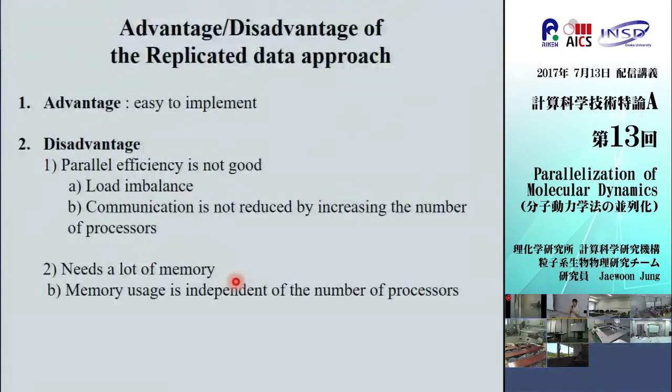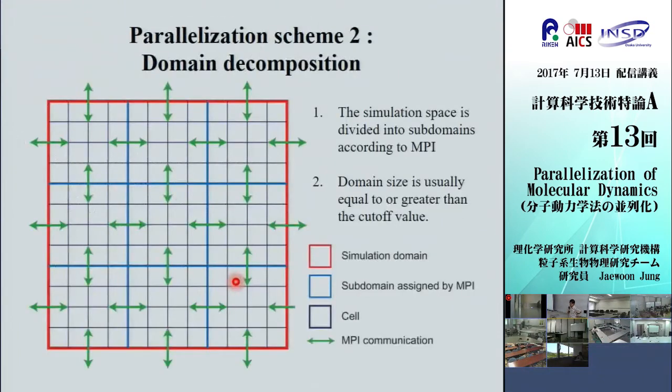The second parallelization scheme is domain decomposition. This is the most popular parallelization scheme in molecular dynamics. In this case, the simulation space is divided into subdomains according to MPI. So here, the simulation space is divided into 9 subdomains. And each subdomain is again divided into unit domains named cells.